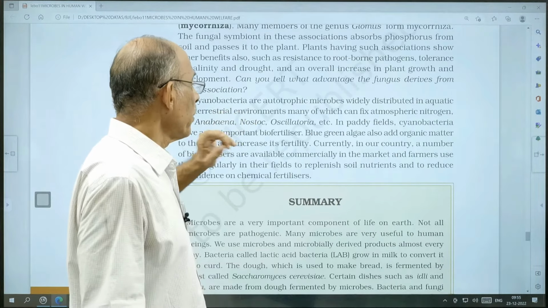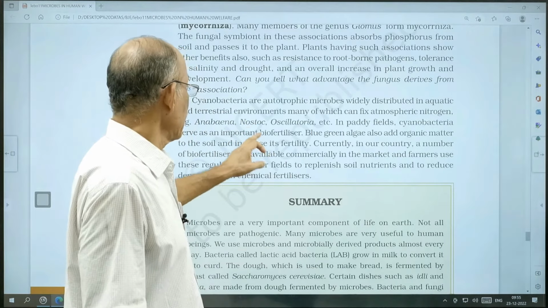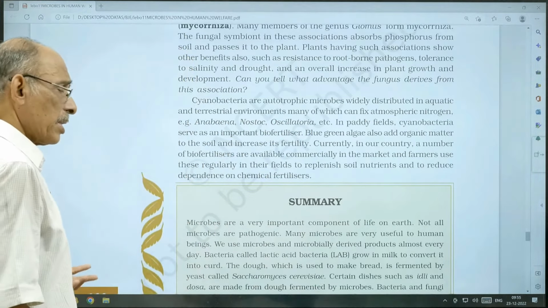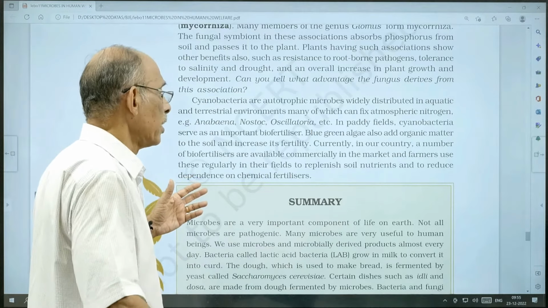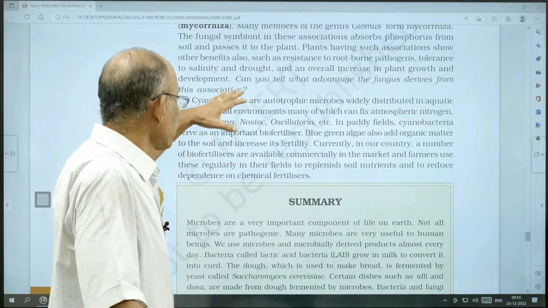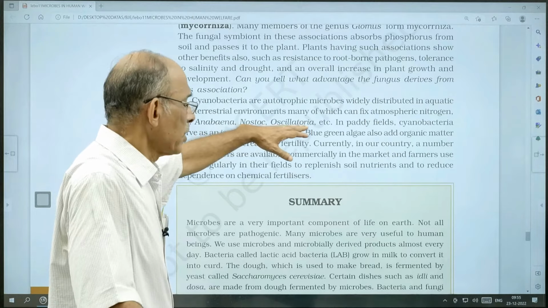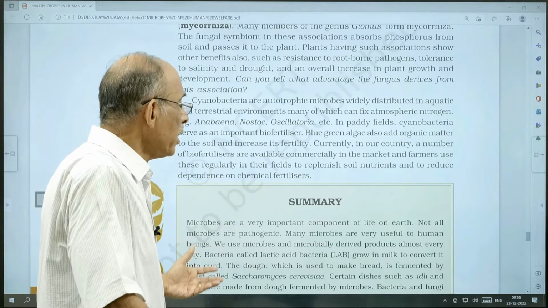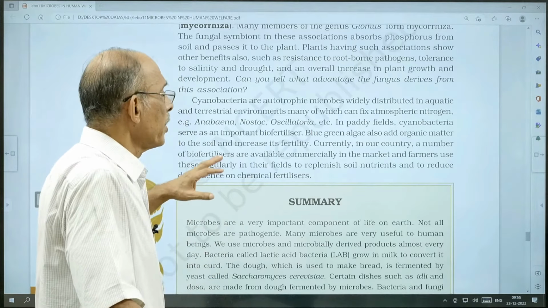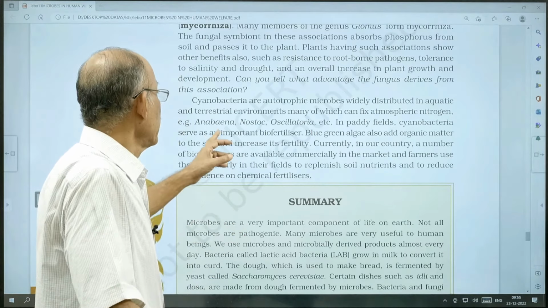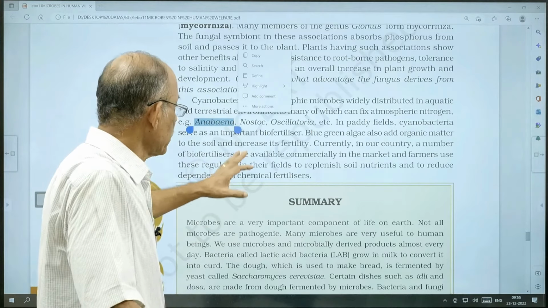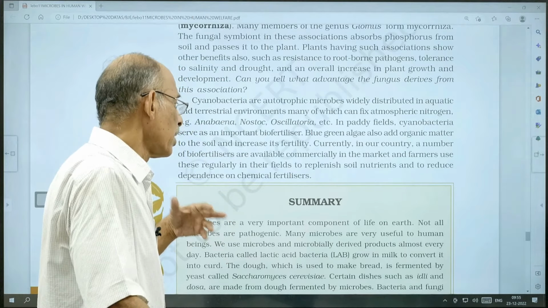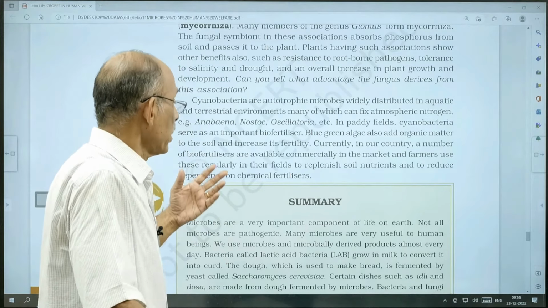Then the free living cyanobacteria like Anabaena, Nostoc, and Oscillatoria can again fix nitrogen and increase the fertility of the soil. Similarly, by the death and decay of Anabaena, Nostoc, and other blue-green algae, the fertility of the soil is also naturally increased. Then another common biofertilizer is Azolla, which contains Anabaena azollae, which can fix atmospheric nitrogen. Azolla is a pteridophyte, and it also can be used as a biofertilizer.